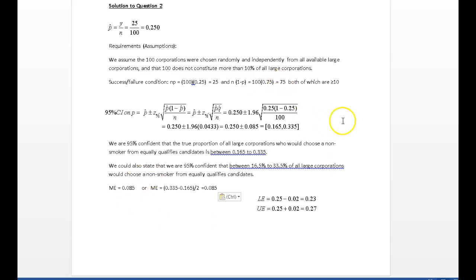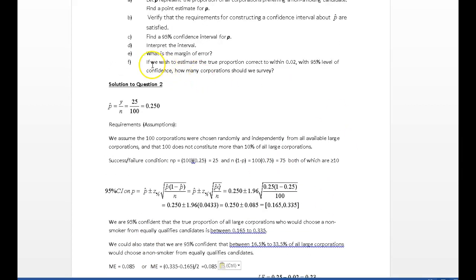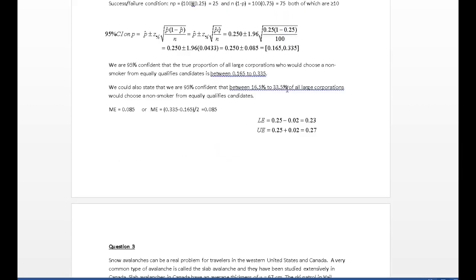I'll come to that. Now, the next part of this question asks us, if we wish to estimate the true proportion of large corporations who would prefer to choose a non-smoker, correct to within 0.02. Now, the within 0.02 is telling me the margin of error to use. And it's telling me we want to make this estimate at a 95% level of confidence. And the question is, how many corporations should we survey if this is the case?